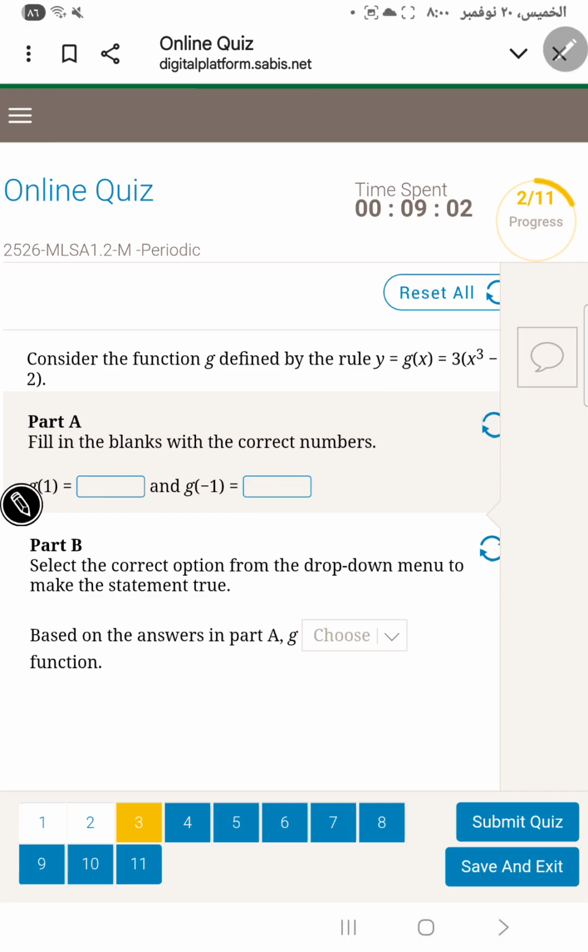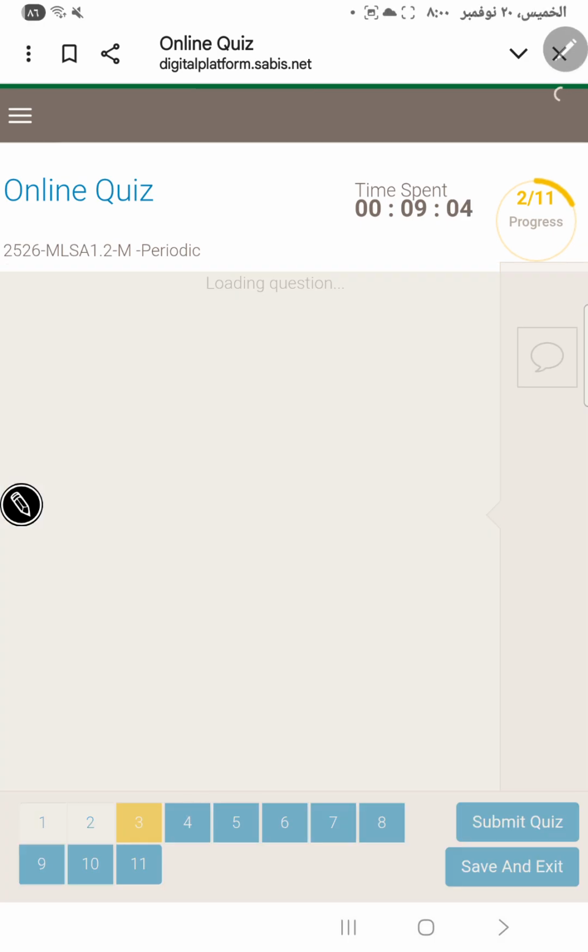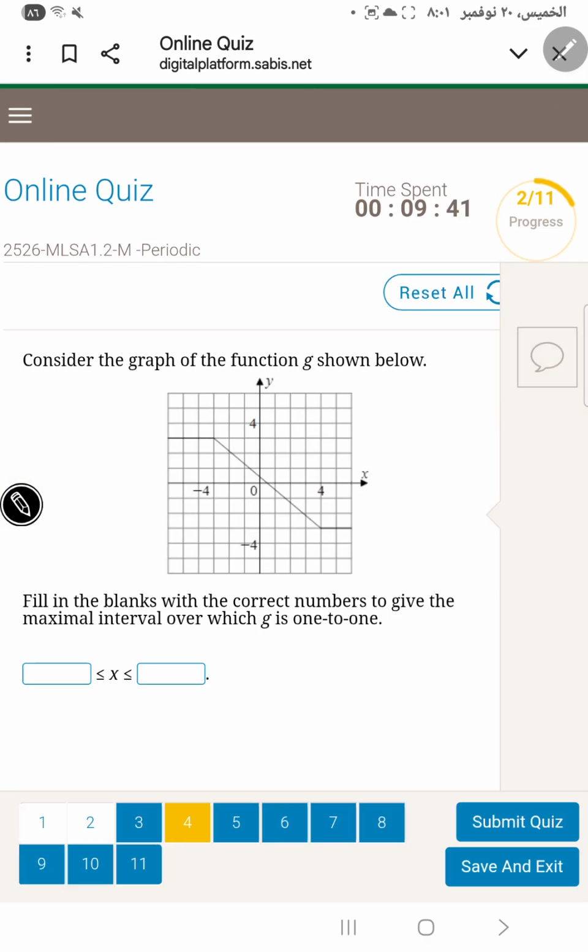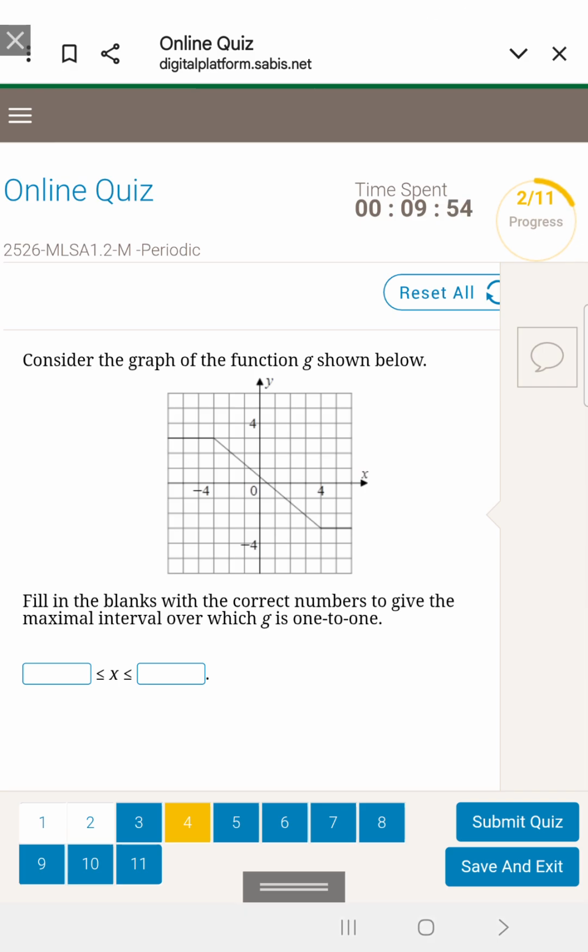So now question number 4. Consider the graph of the function g shown below. Fill in the blanks with the correct numbers to give maximal interval over which the function is 1 to 1. For the function to be 1 to 1, it should pass horizontal line test, which means if you draw horizontal line, it must cut it once only.